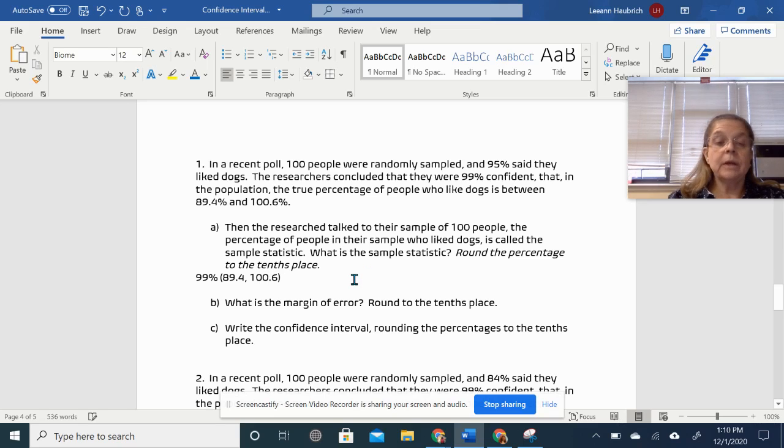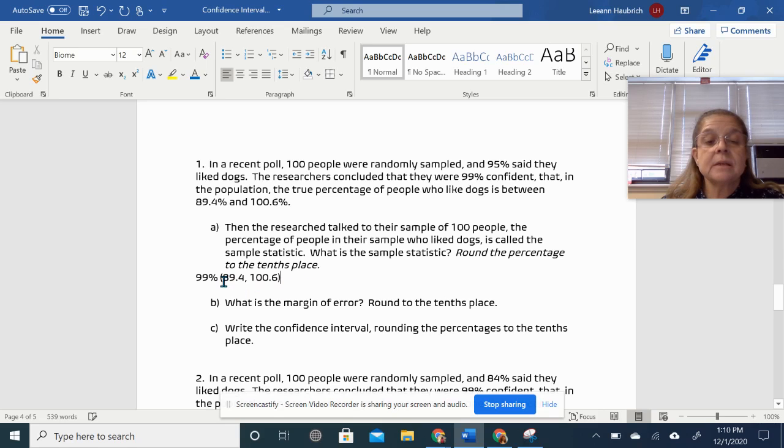100.6 for the high. So this is our 99% confidence interval. Then the researchers talked to their sample of 100. So this is another sample of 100 people. And they wanted to figure out what the statistic was. What is the sample statistic rounding to the 10th place?